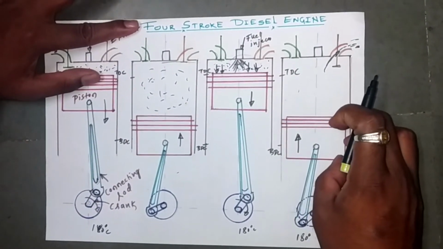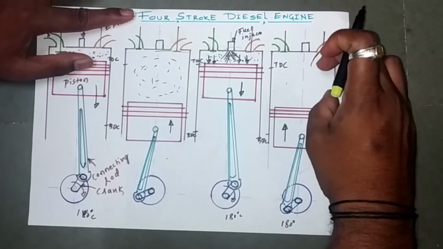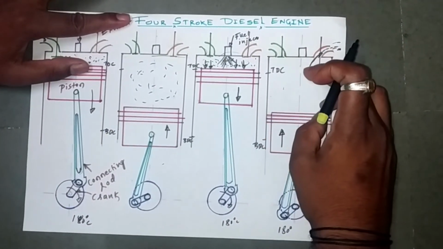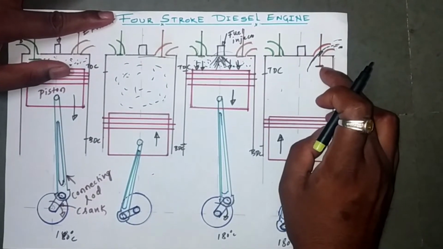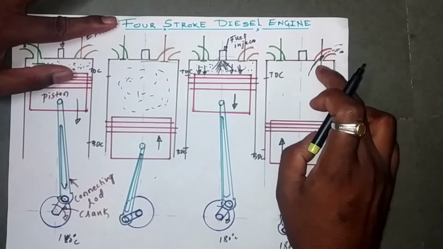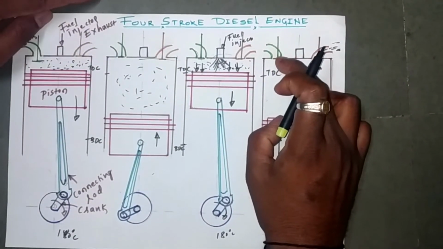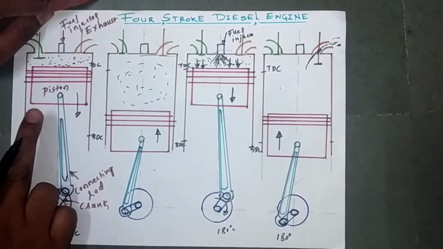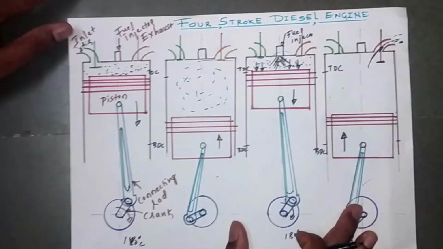So when the piston reaches TDC, at the end of the exhaust stroke the burnt gases will be completely expelled out, and at the end of this exhaust stroke your exhaust valve gets closed and the inlet valve gets opened up, and it is ready for the first, that is your suction stroke, and again the cycle repeats. So I'll just revise the things now.